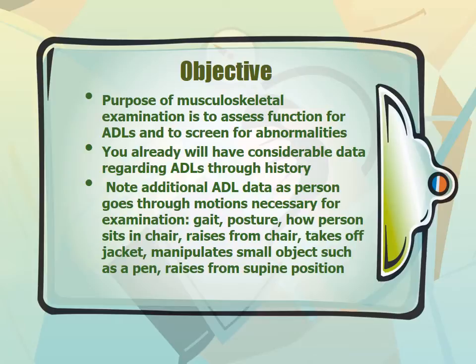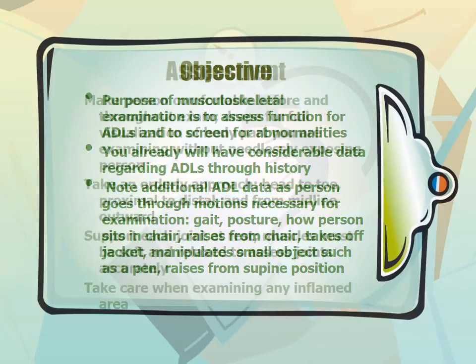Can they get right up? Whether or not they can manipulate small objects, such as a pen, to be able to sign their name, and how they get up from a supine position. All of these things are huge indicators as to whether or not their musculoskeletal system is in good repair.